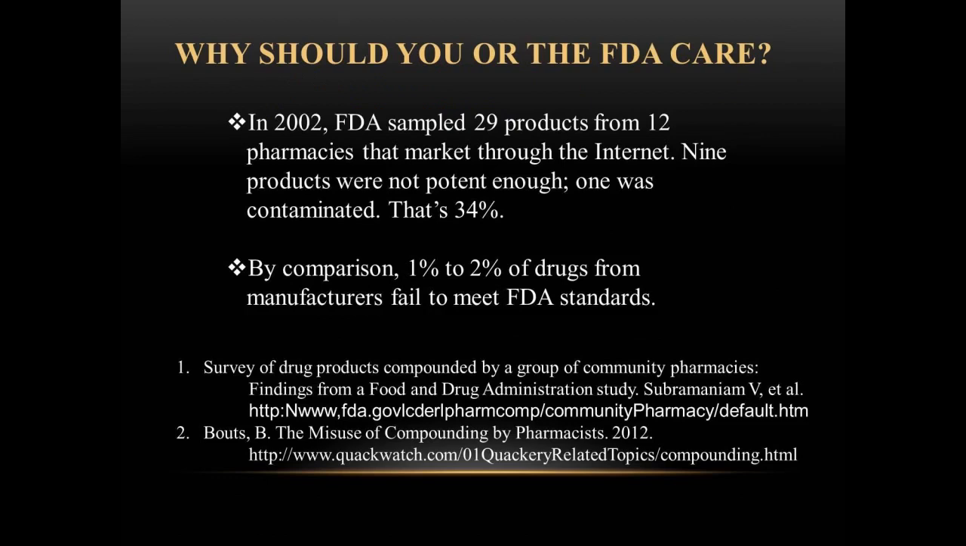Well, in 2002, the FDA sampled 29 products, not sclerosants, but just different products that had been compounded. What they found was 9 of the 29 products were not potent enough, and 1 was contaminated. So fully 1/3 of those products were not what they purported to be. And by comparison, manufacturers should fall within 1 to 2% of the drugs that they produce.